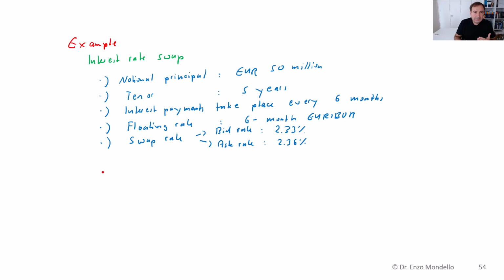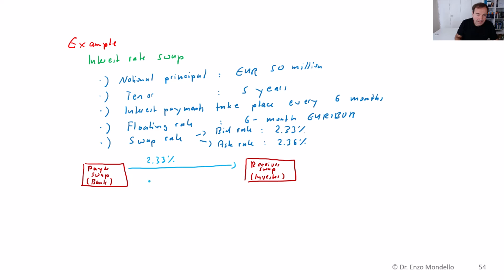To demonstrate how to calculate the yearly profit of the financial institution that is acting as a financial intermediary in the market, let's start with a payer swap. So the financial institution enters into a payer swap. I'm just writing here bank for the financial institution, and the other party is an investor who enters the opposite position, that means into a receiver swap. The bank, as the holder of the payer swap, pays the bid swap rate of 2.33% every 6 months in exchange of receiving the 6 months EURIBOR every 6 months.